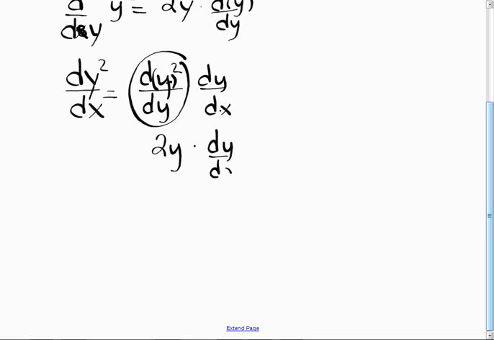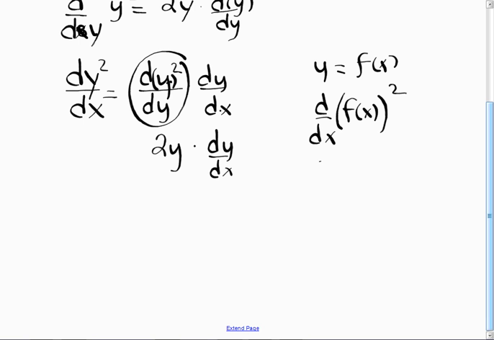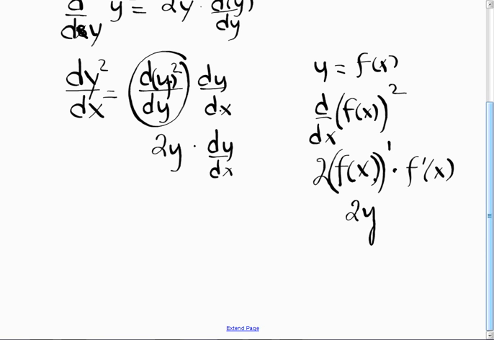Let me say it a different way. Isn't y equal to f of x? So what is the derivative with respect to x of f of x squared? First, you do the derivative of the outer function with respect to what's in there. That's just y. So it's 2 times f of x to the first power times the derivative of f of x, which is f prime of x, right? But isn't f of x just y? Oh, I get it. This is 2y. What's f prime of x? dy dx. We have to understand that with respect to.